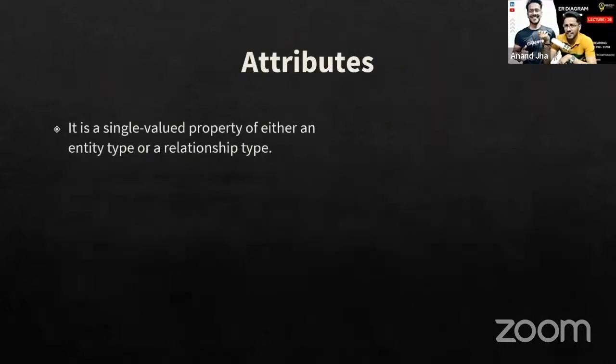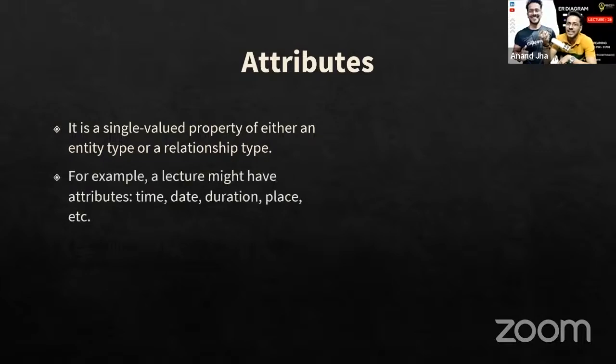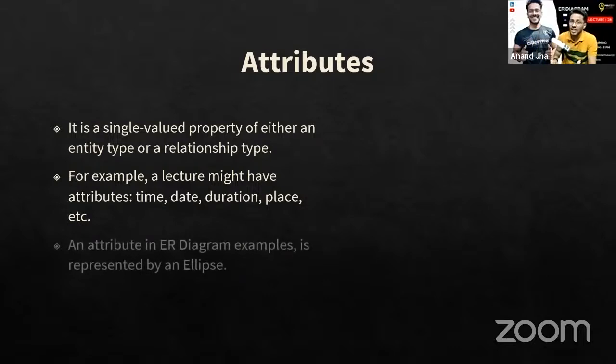Okay. Now next comes the attributes. Attributes, I've told you, are nothing but your columns. Columns in a table. It's a single valued property of either an entity type or relationship type. A lecturer might have attributes: time, date, duration, place. Customer might have, as I have told you, attributes such as customer ID, phone number, PIN code, city, state. Transaction table will have attributes such as transaction ID, place, time, amount, and the charges which the customer has to pay, medium, right? Whether it's a retail transaction or digital transaction, whether the customer has done the transaction through phone or through web or through the POS machine, swipe machine, all these things will go under the attributes.